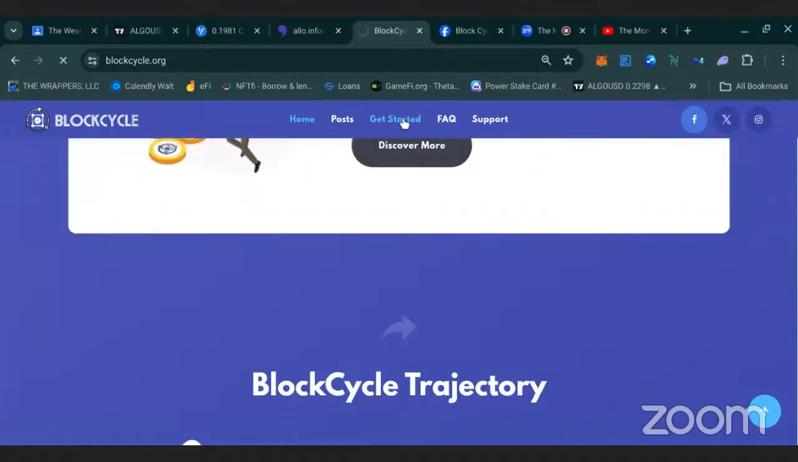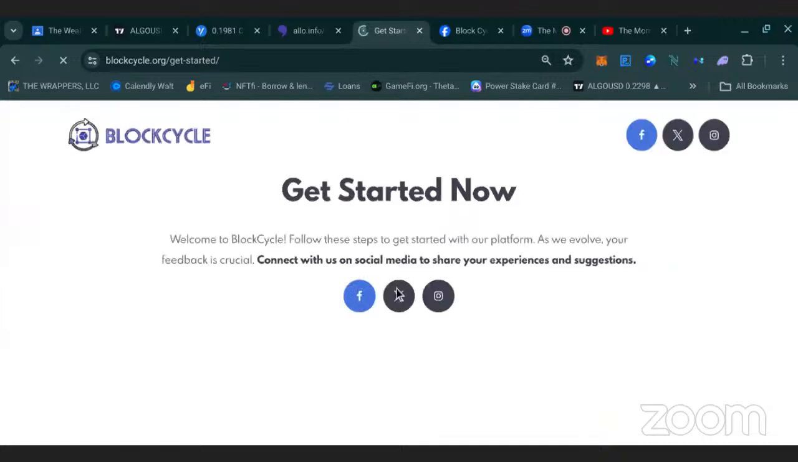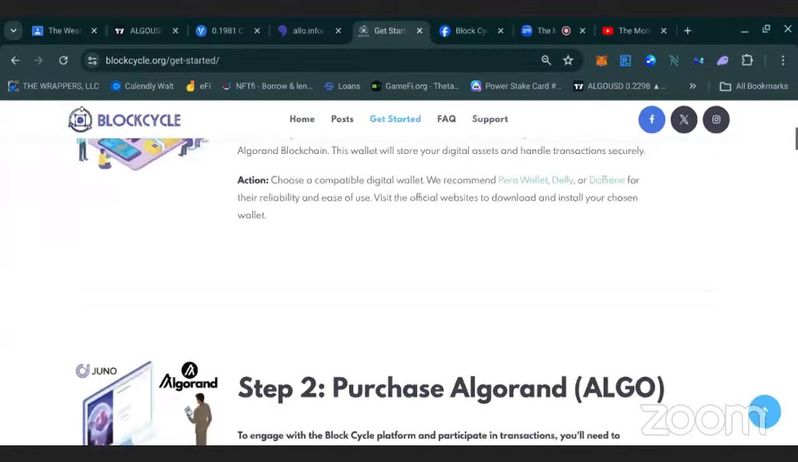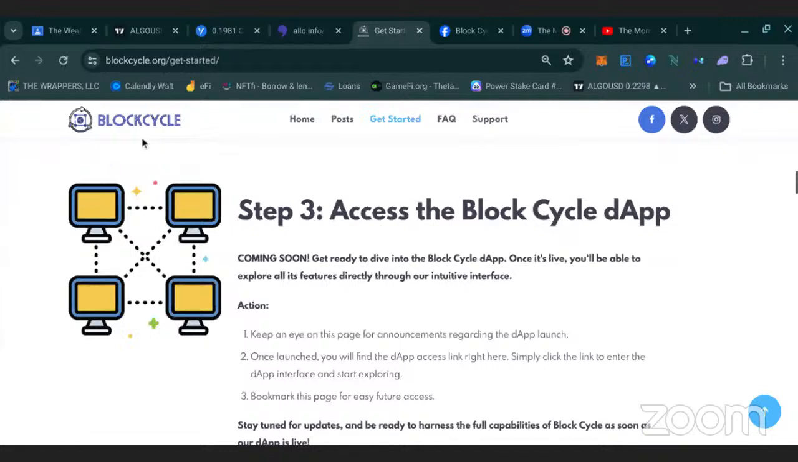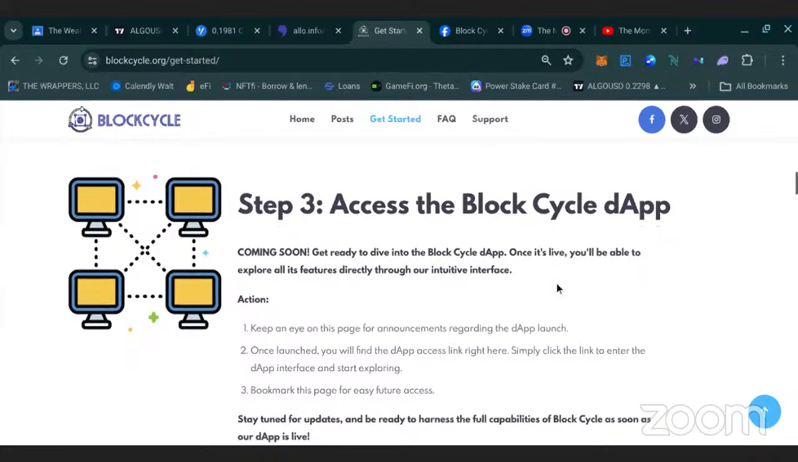If you go to get started, for those who have not already started, you'll be able to follow these steps, which some of you should already know. Get your para, Juno to Algo, and we are working on the platform. The platform will be secondary to the website. The website is mainly for information and instructions. The platform will be a place where you can actually do the thing that you need to do to earn the rewards, to earn the assets. That's going to be part of Block Cycle.